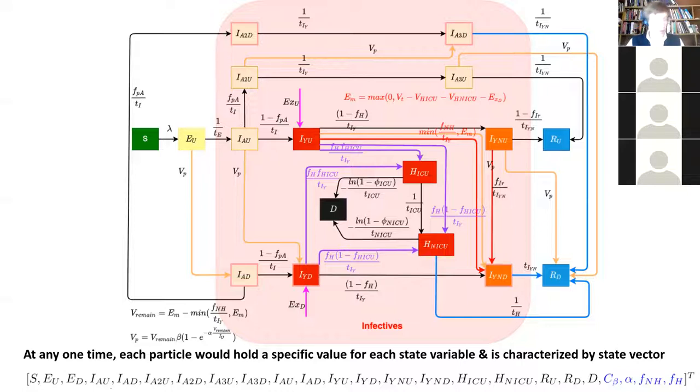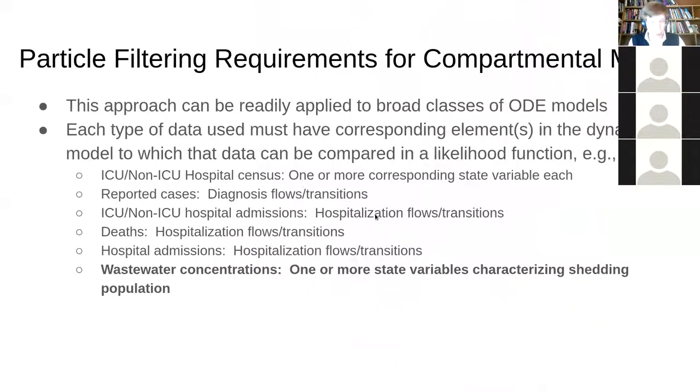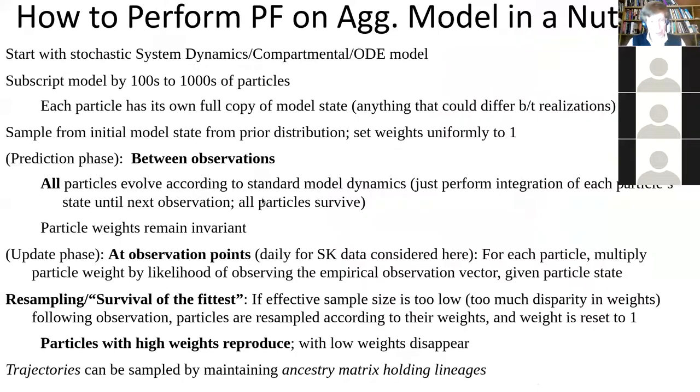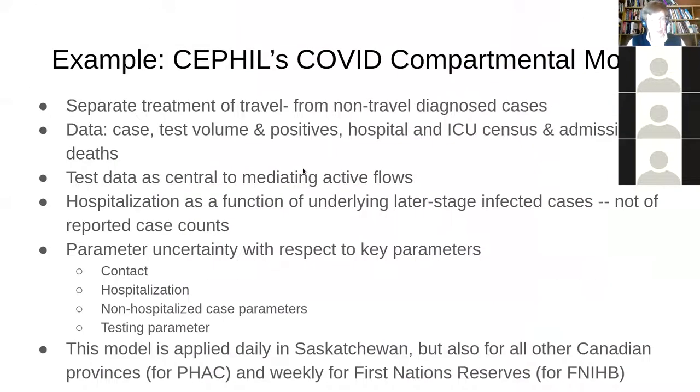If you have data from the world that represents test positivity, you need something in your model that's characterizing test positivity so that each particle has, at a given time, given its understanding, its belief about the state of the world, it's predicting a certain test positivity, and you can compute a likelihood that that test positivity in the true situation would produce what's observed for the world. So we need these kind of correspondences. And wastewater concentrations is one of these. And we have, for those, variables characterizing the shedding population. Those are not shown here, but I'll be talking more about those later.